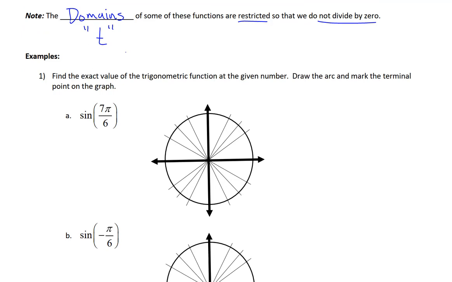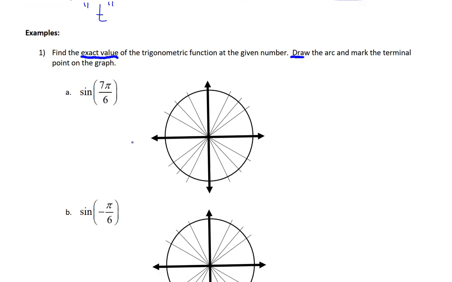Okay, let's spend some time going through some examples because that's probably what's most helpful in seeing how these operate. Let's find the exact value. Okay, exact value means we don't want a decimal approximation. We want the actual representation of it, which might include a root symbol or something. We want the exact value of the trigonometric function at the given number. Draw the arc and mark the terminal point on the graph, which is basically everything from the unit circle we have printed above, the full labeled unit circle.